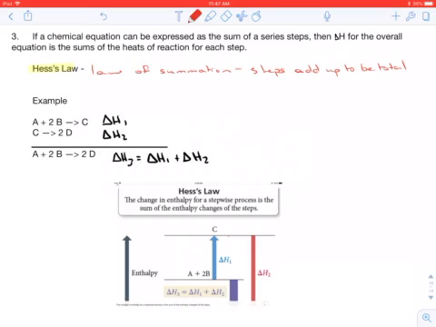So let's check out this example down here. We've got our generic equation that we've been using all along: A plus 2B goes to C with some delta H1. Then we have added another reaction that says C goes to 2D. When we do that, if you look, the C's cancel. So it's just like thinking A plus 2B goes to 2D. And so delta H3 there would equal delta H1 plus delta H2.